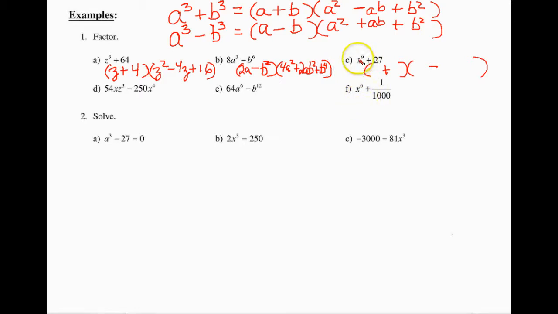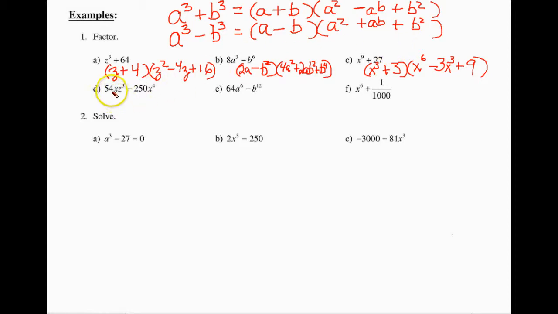All right, the cube root of this is x to the 3rd. Cube root of 27 is 3. Now square this, x to the 6th. Multiply this together, you get 3x cubed. And then square this, plus 9. So it takes a while to, again, write these down and practice the recipe.